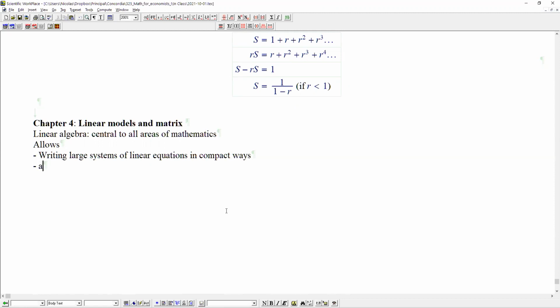So it allows us to test for solutions, whether you have one, infinitely many, or no solutions, and provides many tools to solve systems in a systematic way.